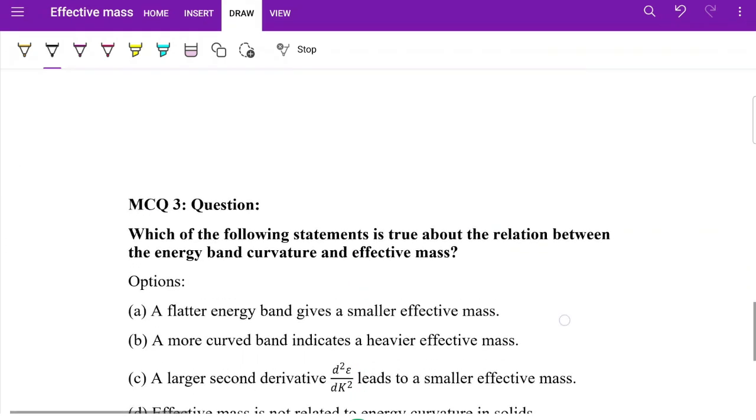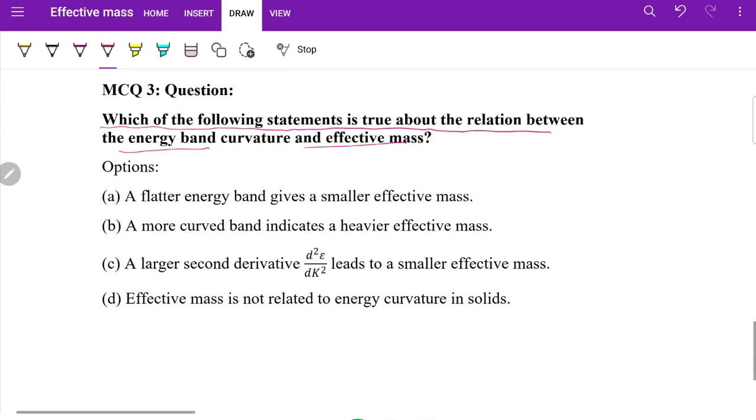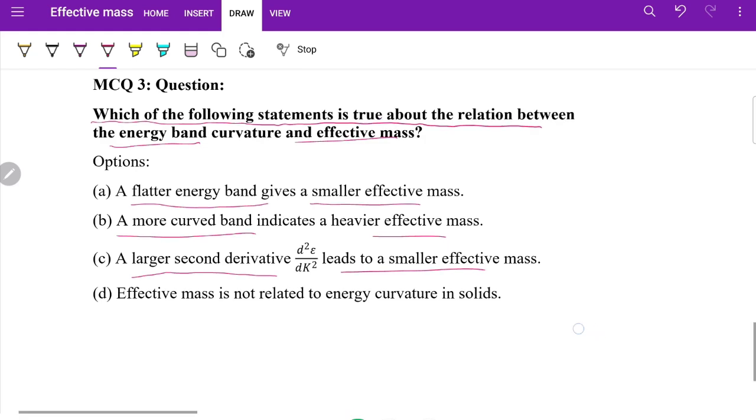Now let us see the third question. This is a theoretical question. Which of the following statements is true about the relation between energy band curvature and effective mass? The options are: a flat energy band gives a smaller effective mass; a more curved band indicates heavier effective mass; a large second derivative d square epsilon by dk square leads to a small effective mass; and effective mass is not related to energy curvature in solids.